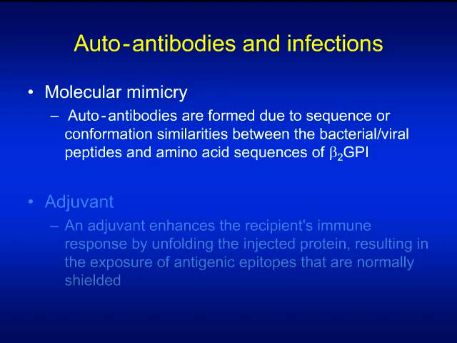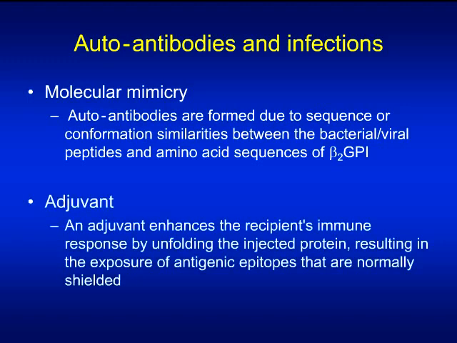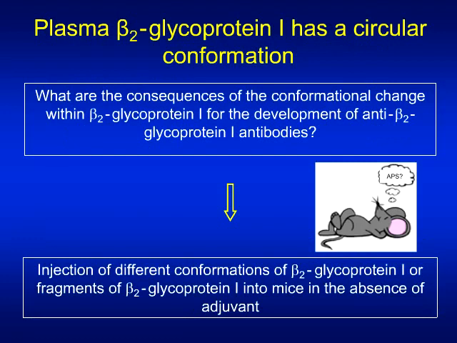But there's also another theory by Rose, who thought that infections are adjuvants. An adjuvant enhances the immune response by unfolding the protein that you inject, resulting in exposure of antigenic epitopes that are normally shielded. That's the effect of an adjuvant. So is it molecular mimicry or is it an adjuvant? And when we had these results, we thought maybe it's the adjuvant effect, because you open up the molecule. Let's see what happens.